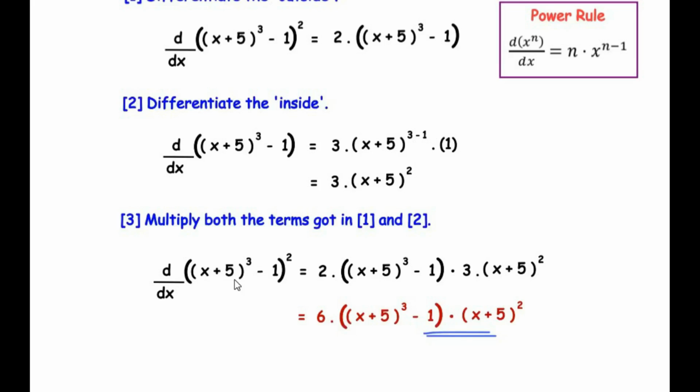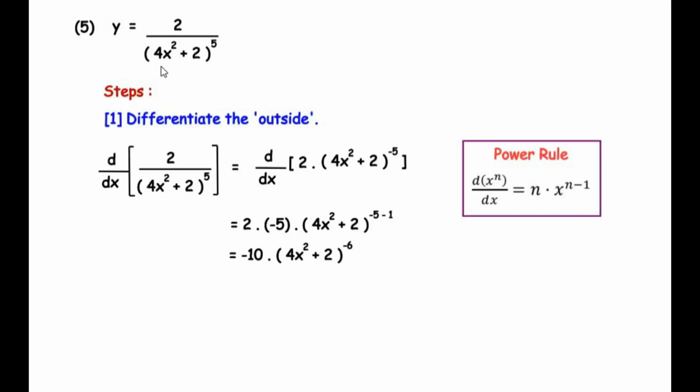Now let us move on to the 5th question. y is equal to 2 over 4x square plus 2, the whole term raised to the power of 5. Now let us start with step number 1. So before we begin with the differentiation of the given expression, let us take this denominator, 4x square plus 2, the whole term raised to 5, to the numerator. So using the laws of indices, we can write d over dx of 2 times. Now the whole bracket comes to the numerator and the positive power becomes negative power.